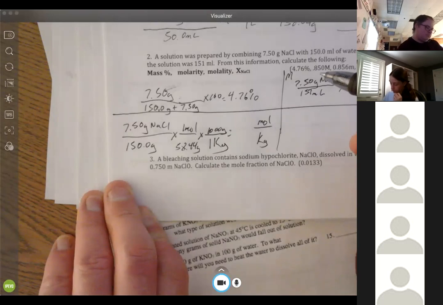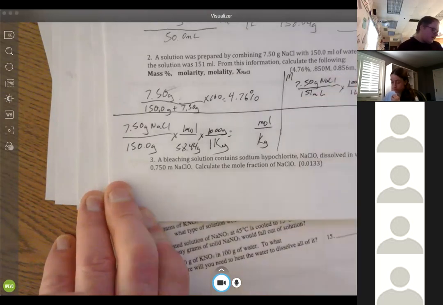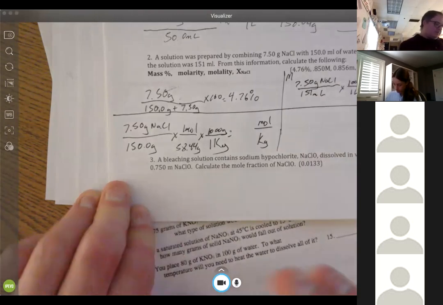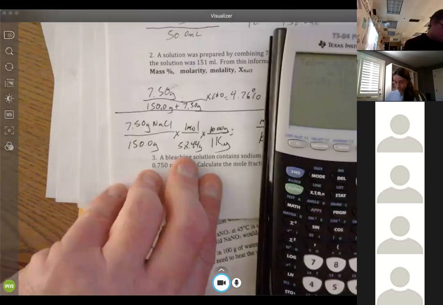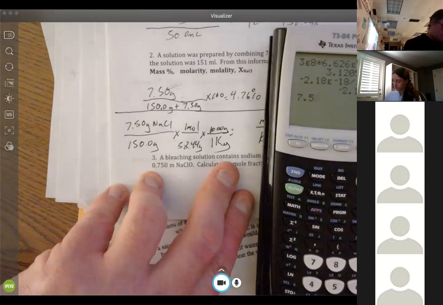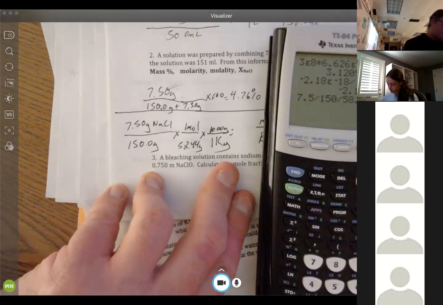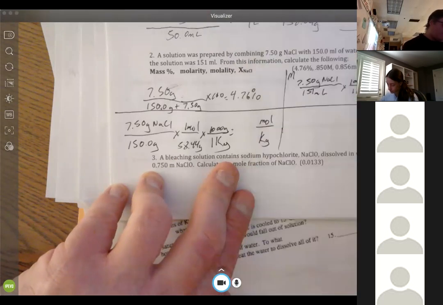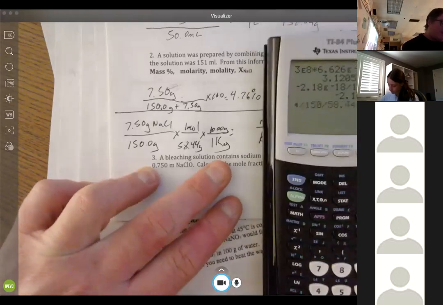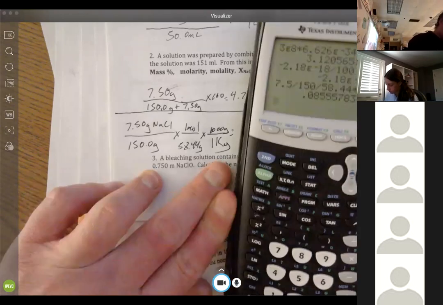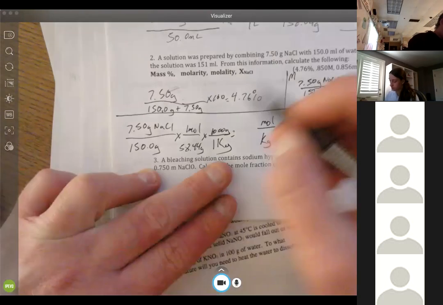Hmm. Not playing today. The answer is 3.8275. I don't believe it on that. So we got 7.5 divided by 150 divided by 58.44 times 1,000. We get 0.085557, which will round to 0.0856.